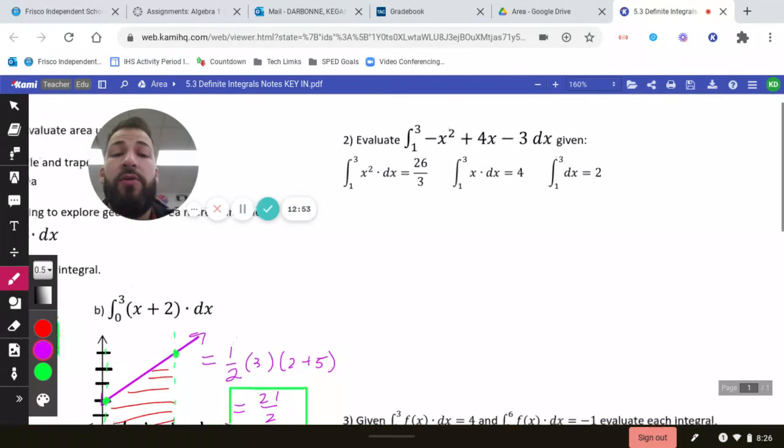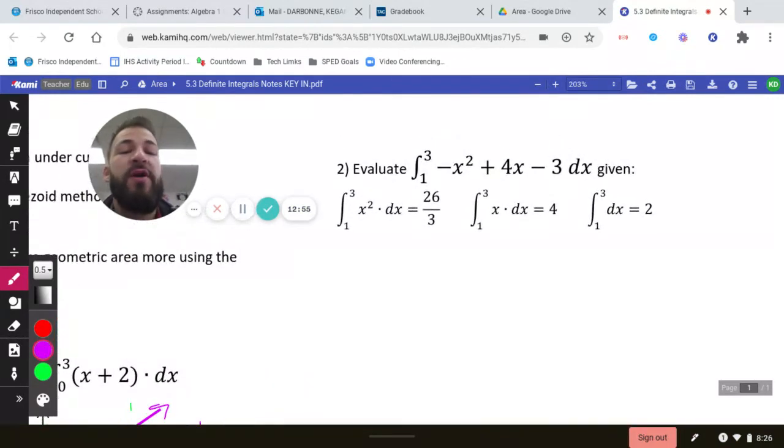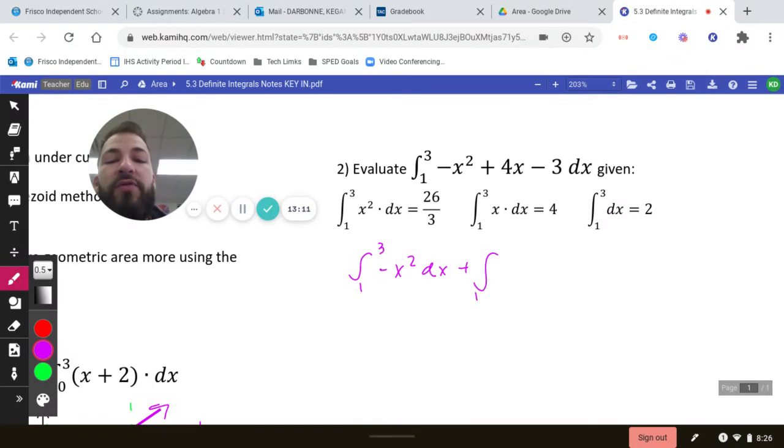So the first thing I can do is split up negative x squared, 4x, and negative 3 into separate integrals. Then I can start trying to evaluate these three separate integrals. So this would become the integral from 1 to 3 of negative x squared dx plus the integral from 1 to 3 of 4x dx minus the integral from 1 to 3 of 3 dx. So first things first, I split them up, okay?